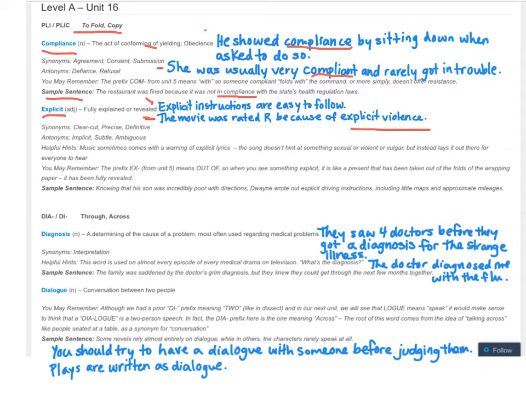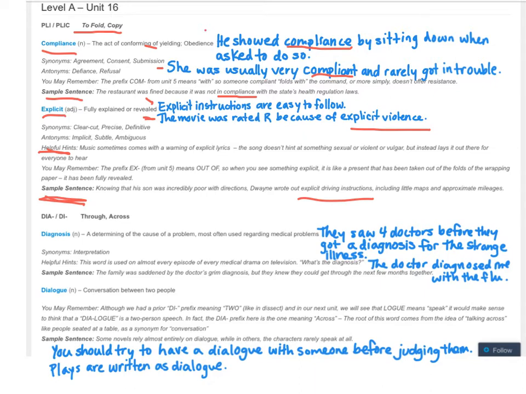The helpful hint here uses that definition right there. Music sometimes comes with a warning of explicit lyrics. The song doesn't hint at something sexual or violent or vulgar, but instead lays it out there for everyone to hear. And the sample sentence gives you that first use. Knowing that his son was incredibly poor with directions, Dwayne wrote out explicit driving instructions, including little maps and approximate mileages. So he gave very clear, explicit instructions.